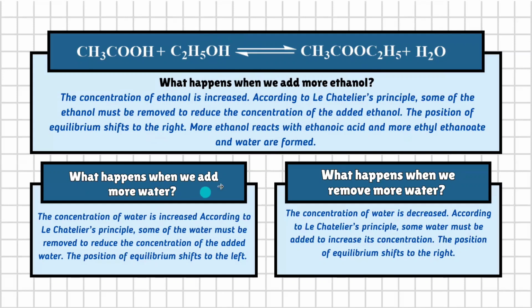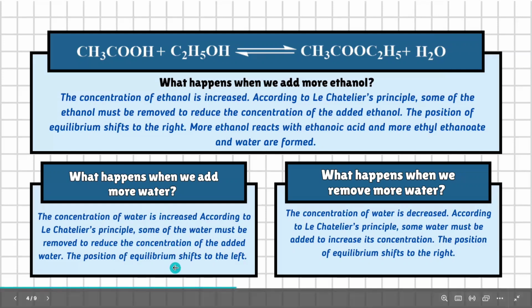Now, what will happen if we add more water? If we add more water, it means the product concentration has been increased. So, what will happen? The concentration of water is increased. So, according to Le Chatelier's principle, some of the water must be removed to reduce the concentration of added water. So, the position of equilibrium shifts toward left.